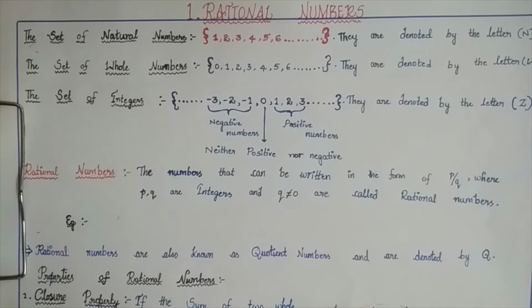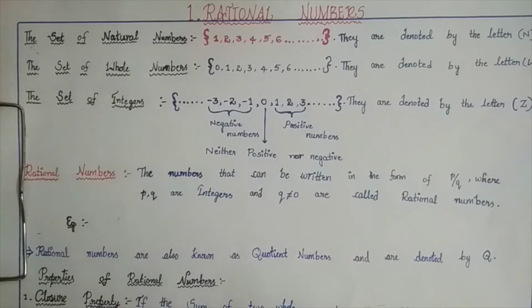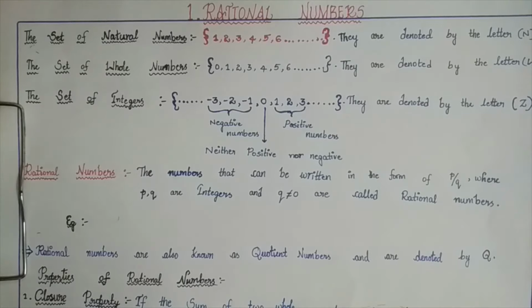And coming to our topic, rational numbers. The numbers that can be written in the form of p by q, where p, q are integers and q is not equal to 0, are called rational numbers.